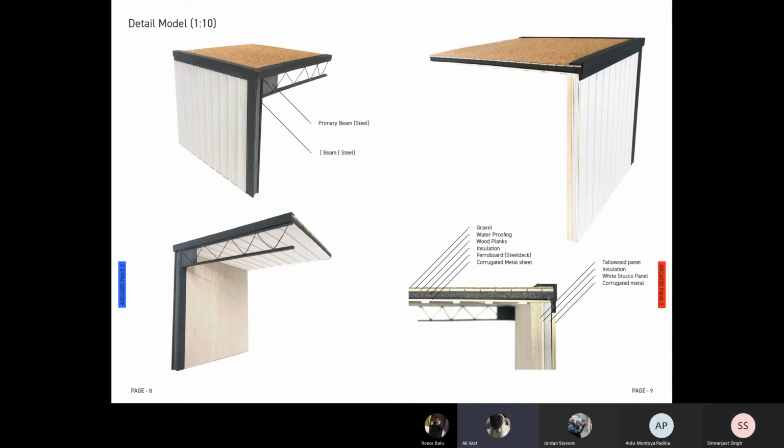For example, I used black foam to represent the steel, wood to represent the tallow wood panels, and white foam to represent the white stucco panels. I tried to show them on a diagram, showing all of the different layers.